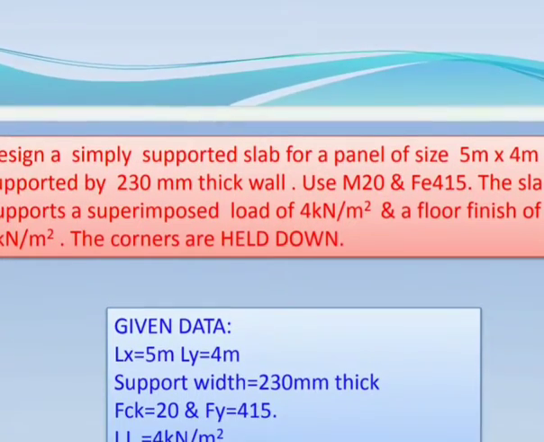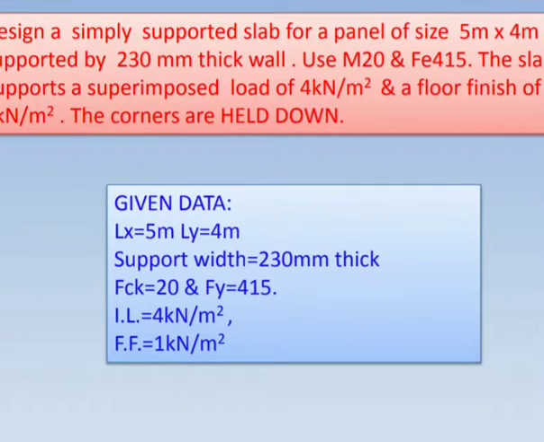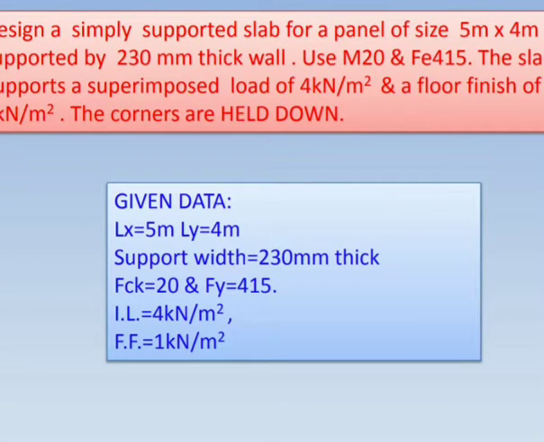The example goes like this. Design a simply supported slab for a panel of size 5 meter by 4 meter, supported by 230 mm thick wall. Use M20 and Fe 415. The slab supports a superimposed load of 4 kN per meter square and a floor finish of 1 kN per meter square. The corners are held down. So let us first note the given data. Lx is equal to 5 meters.